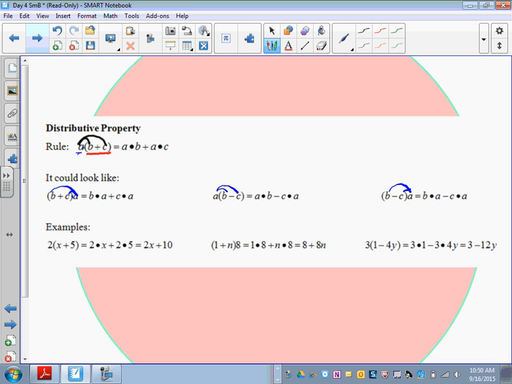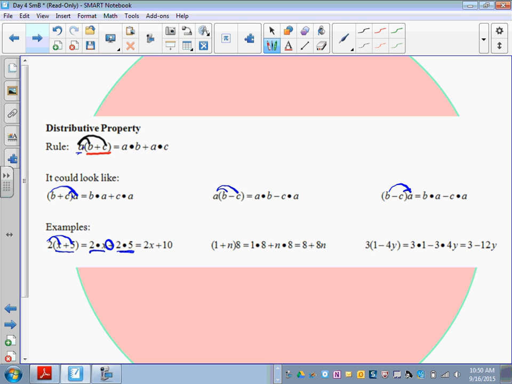Alright, so taking a look at some actual examples. Here I have 2 times the quantity x plus 5. That means I have to do 2 times x, that's a piece there, plus 2 times 5.